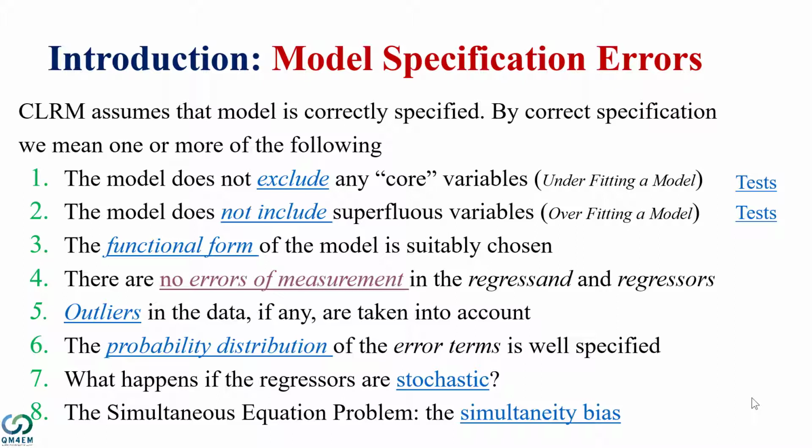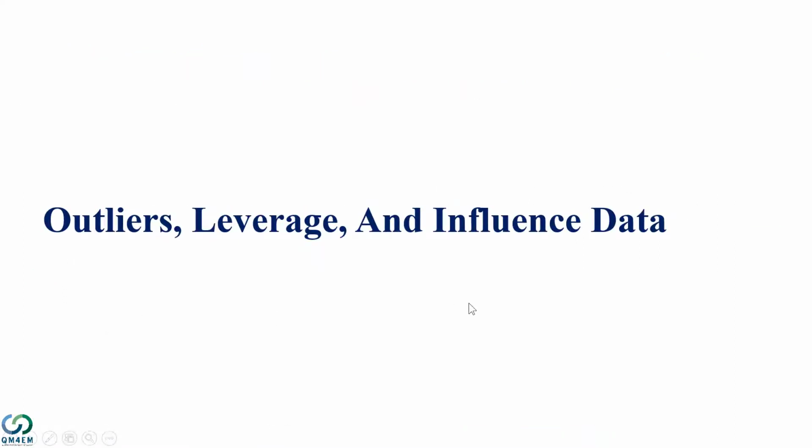Now we talk about the outliers in the data and how we can take care of outliers. So there are three associated concepts with outliers. These are outliers, leverage, and influence data. In principle, this is just one concept, but it's different stages of one concept.